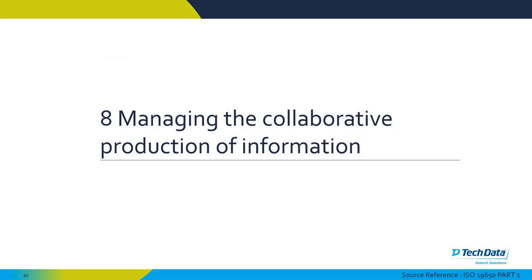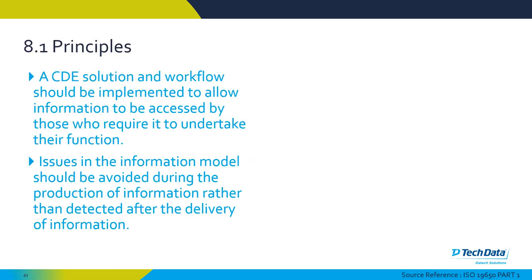And then managing the collaborative production of information. So a common environment and workflow should be implemented, and this allows information to be accessed by the people that need to or are required to undertake their particular role or function. So the structural engineer is going to need access to the architect's model within the common data environment, and the architect is going to need access to the structural Revit model as well within their common data environment.